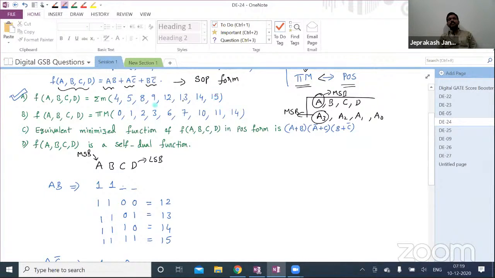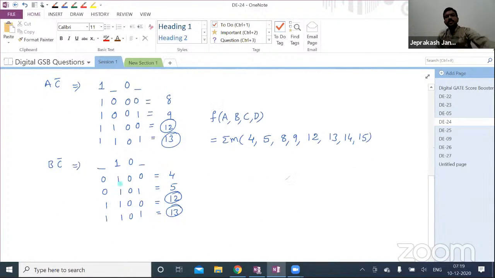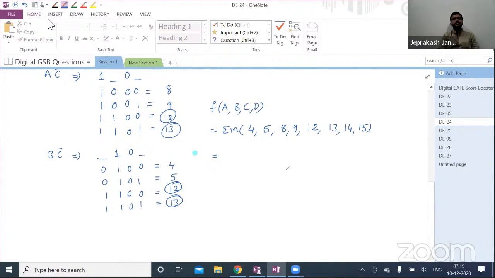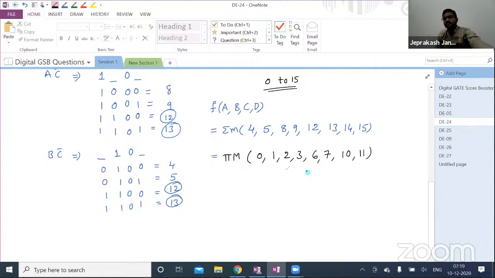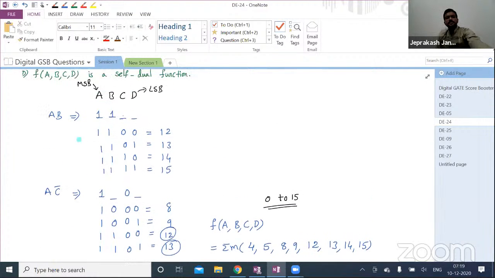Now just observe. If you're having these minterms, how you can write the corresponding maximum format? Pi capital M. Since it is a 4 variable, you will get the range as 0 to 15. Within this range, other than these terms, remaining will be the max terms, right? So that means 0, 1, 2, 3, 4, 5 is there, 6, 7, 8, 9 is present here, 10, 11, 12, 13, 14, 15, right? So these are the max terms, 0, 1, 2, 3, 6, 7, 10, 11. Yes, very good. Very good, Priya.